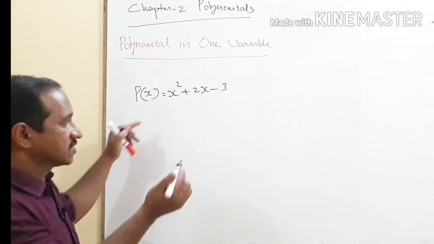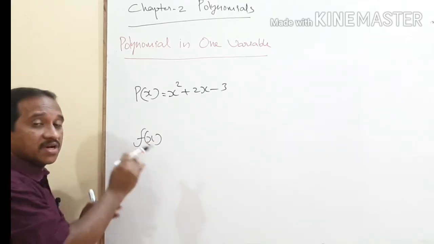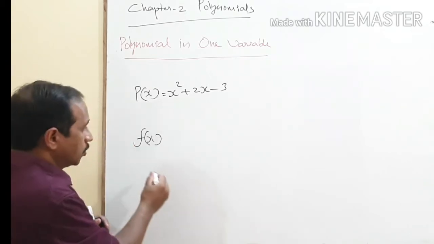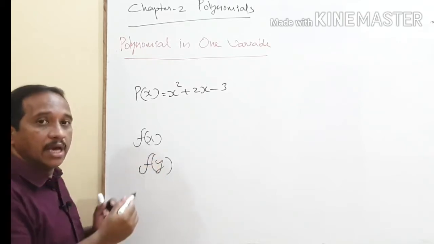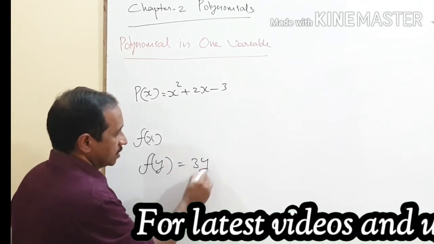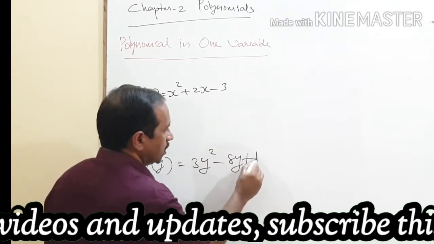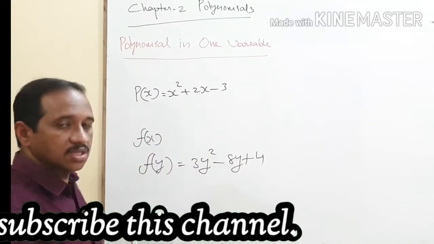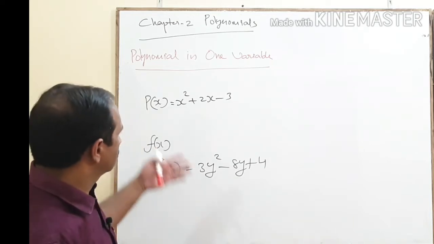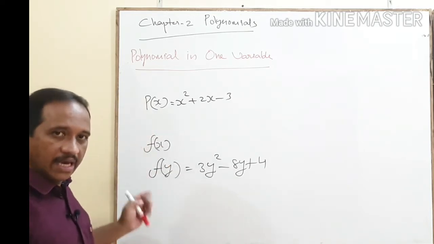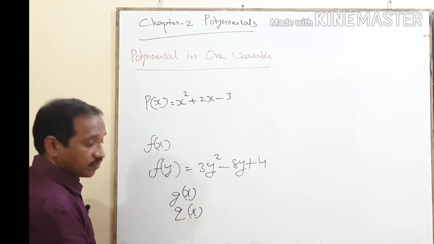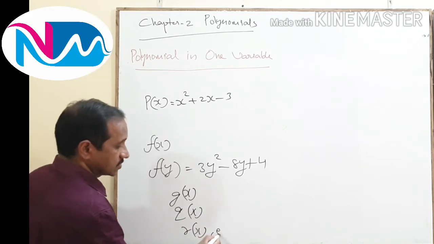P of x is used to represent a polynomial in the variable x. We can use f of x. F of x is also used to represent a polynomial in variable x. You can write f of y. F of y means it is a polynomial in variable y. For example, 3y square minus 8y plus 4. This is an example of a polynomial in variable y. That is, a polynomial can be represented by any one of the following: p of x, f of x, f of y, g of x, q of x, r of x, etc.